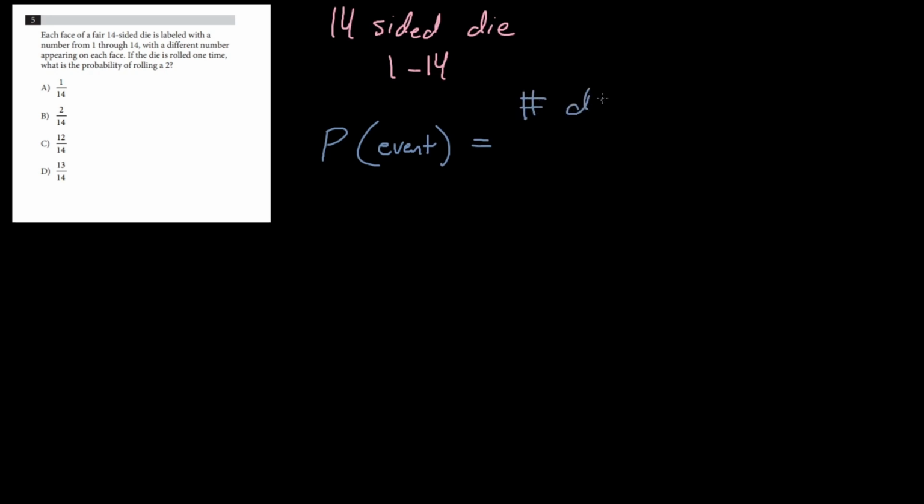In number 5, we're dealing with a fair 14-sided die. Every side is labeled with a different number, 1 through 14, the different number on each face. We're going to roll this die one time, and we want to know what the probability is of rolling a 2. So recall that the probability of any event is just going to be the number of desired outcomes divided by the number of possible outcomes.